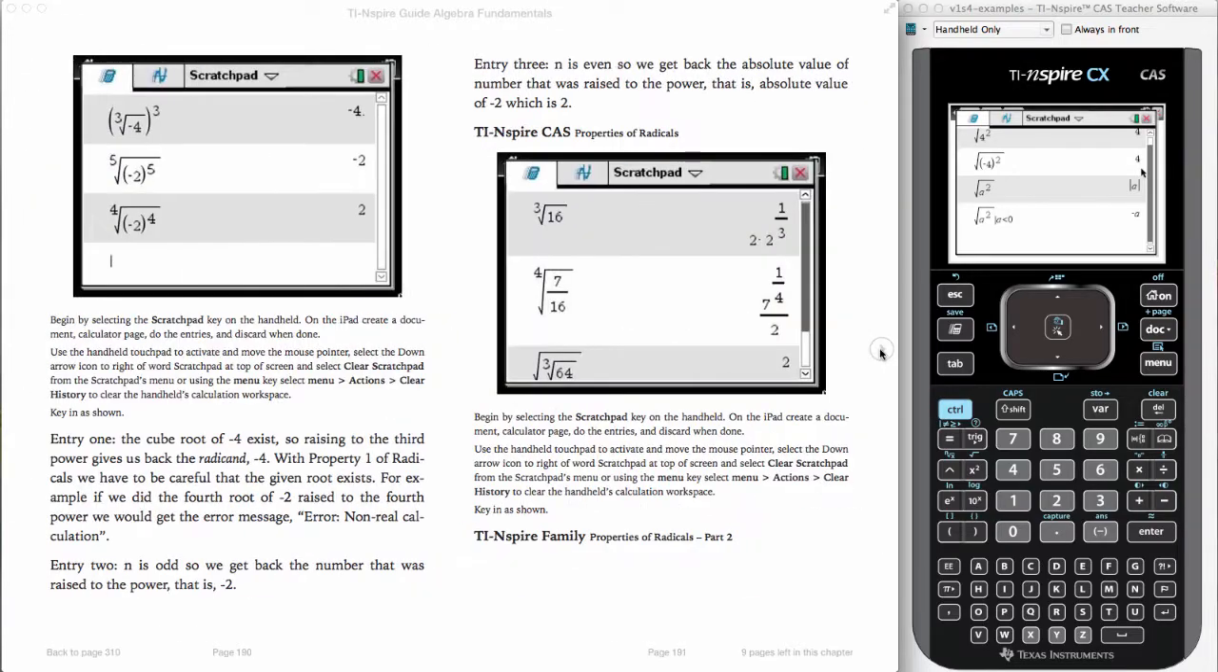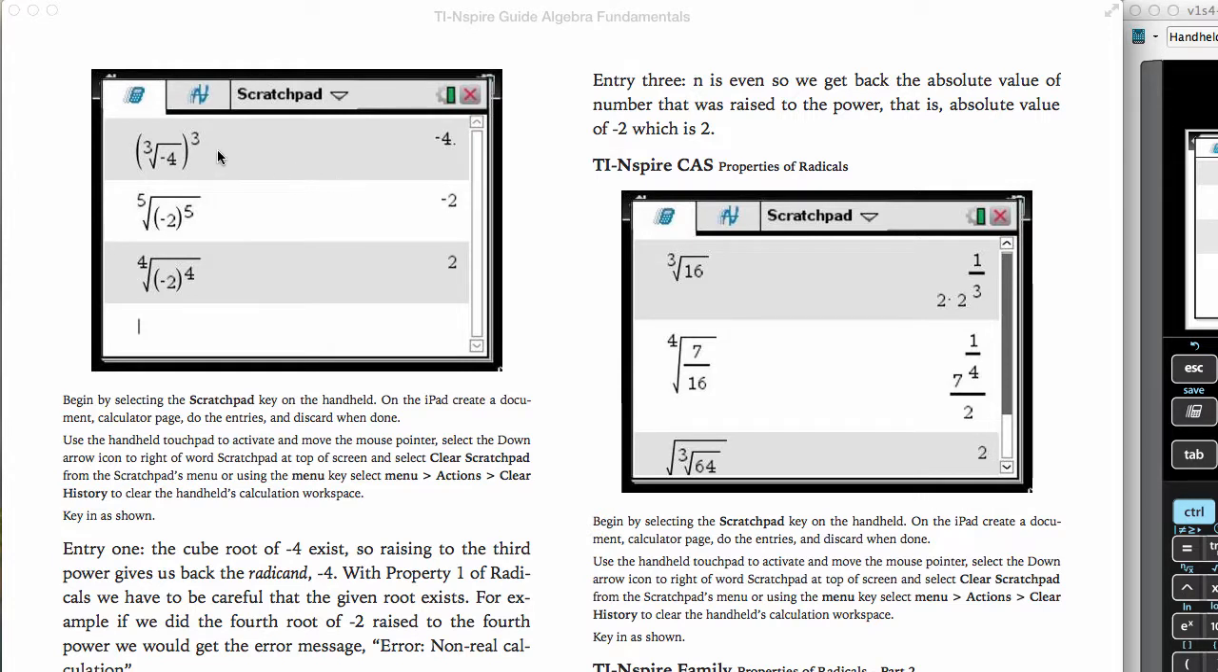Turning to the next page, we see examples of the properties of radicals. So if we have the power on the outside, the answer turns out to be the number on the inside, which is -4. If we have the 5th root of a negative, the answer turns out to be a negative. If we have the 4th root of a negative raised to the 4th power, the answer turns out to be the absolute value of the number on the inside, so it turns out to be a +2.